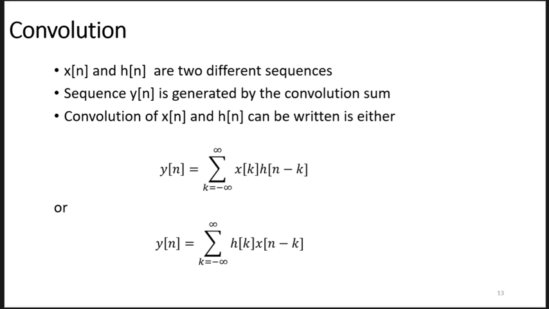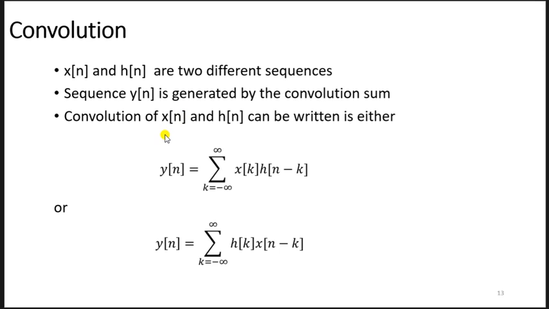Okay, so the process yang nak proses antara signal input dengan sistem dipanggilkan sebagai convolution. So Xn and Hn are two different sequences, both of them are sequences. Yang ni kita tahulah dia is a sequence of numbers. Hn is also a sequence of numbers. So this sequence Yn is generated through convolution sum.